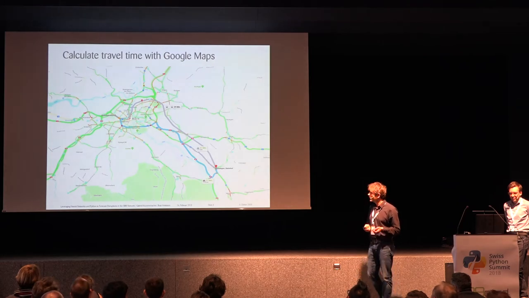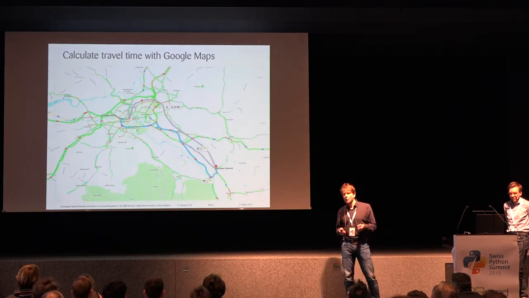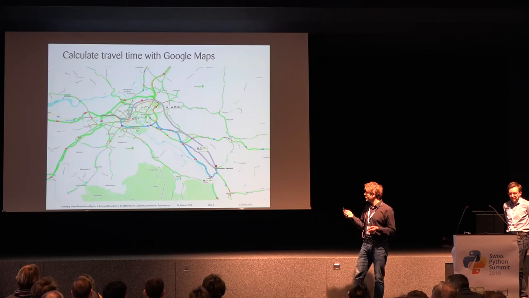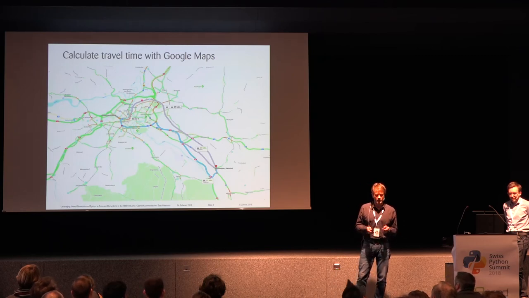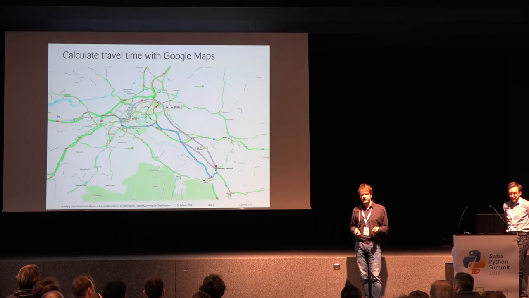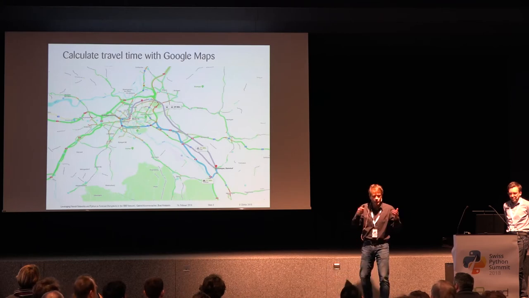But we can make a calculation with Google Maps to find out how long they will take to get to the place of the disruption. And this time is a very helpful feature because it's included in the duration.